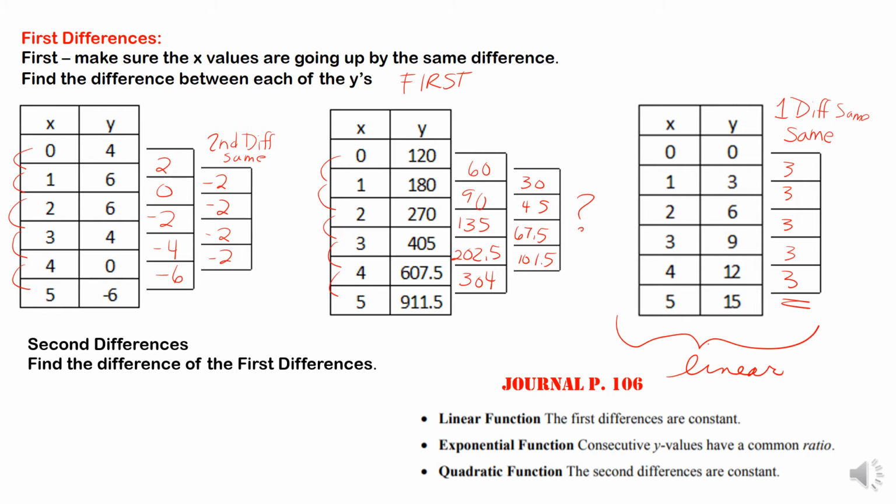So let's look at the ratio of this to this, and we find that we have a common ratio of 3 over 2. If you multiply 120 by 3 over 2, you get 180. If you multiply 607.5 times 3 over 2, you get 911.5. So this is our exponential graph. And then the quadratic, the second differences are the same. They're constant. So this is one way for you to be able to figure out what kind of graph you're dealing with. And it's pretty easy.